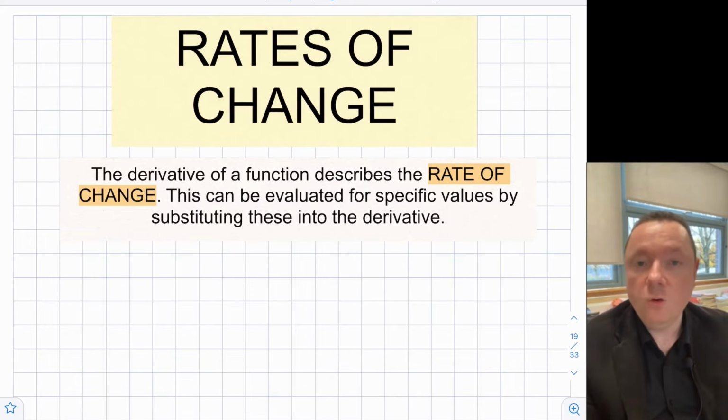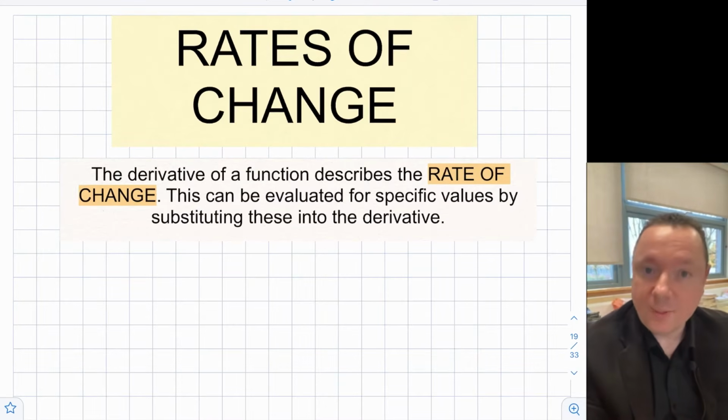So if we know the derivative and we want to find the rate of change at a specific point, say x equals 2, we can just substitute 2 in. Similarly, later on we'll see that we can also do that with the gradient of the tangent, which means the same thing as the rate of change. Let's look at some examples.